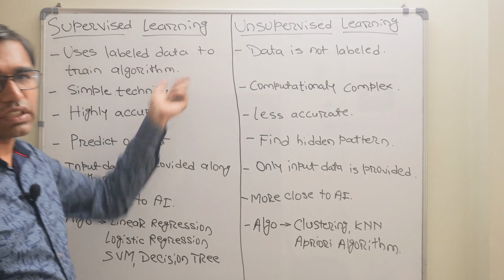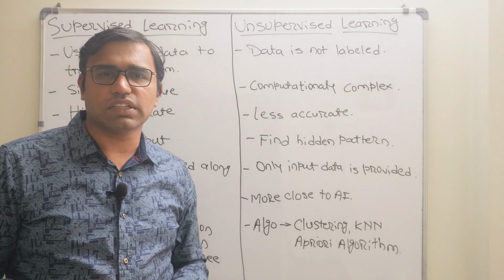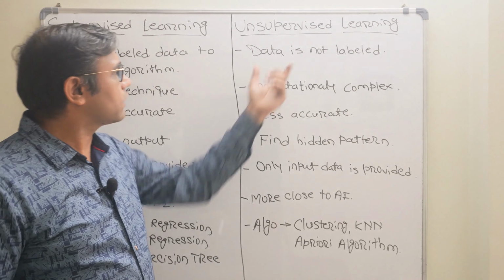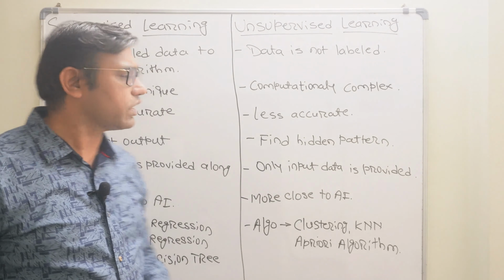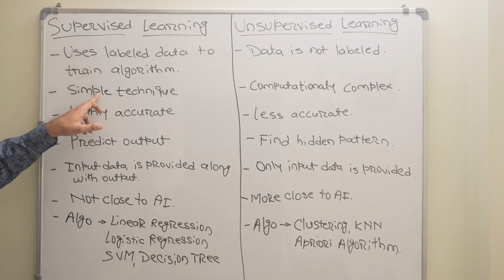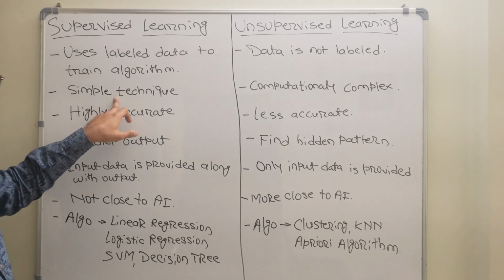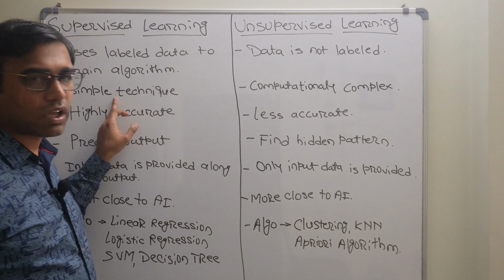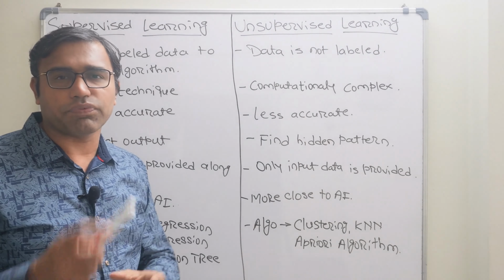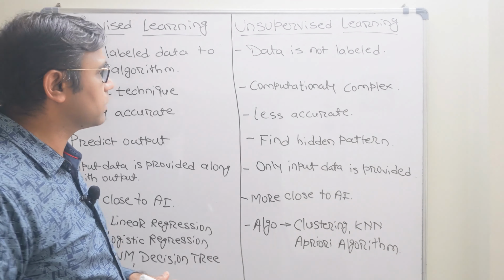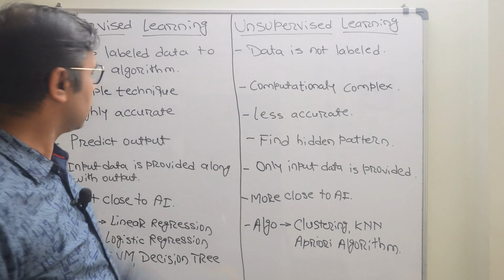We use data which is labeled. Some data is trained, but in unsupervised learning, there is no provision to train the data. Then supervised learning is a simple technique because labels are provided to the data. We are mapping features to the label, but in unsupervised learning there is no label data, so that's why it is a little bit computationally complex.